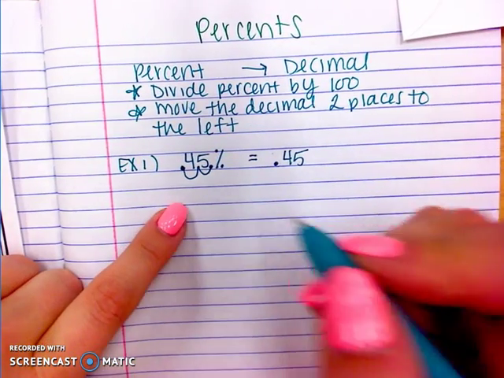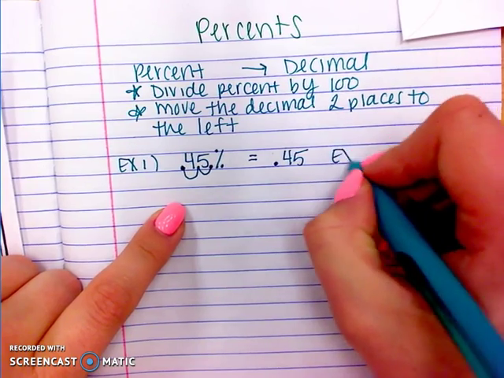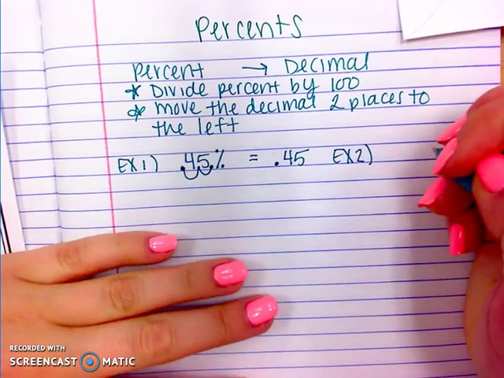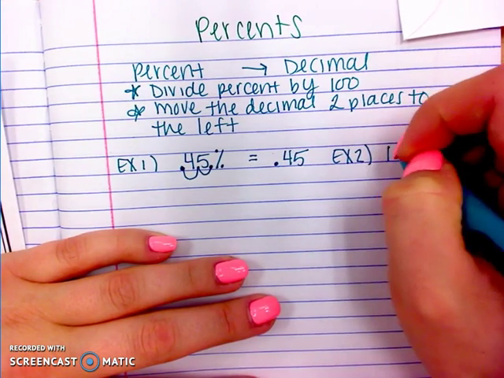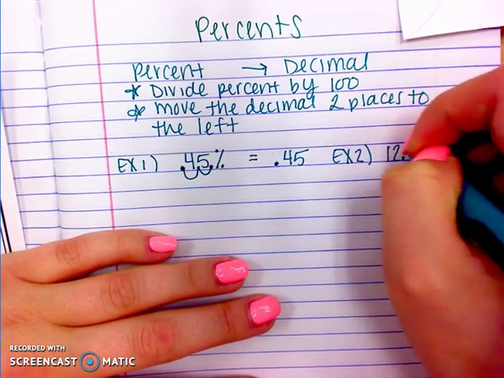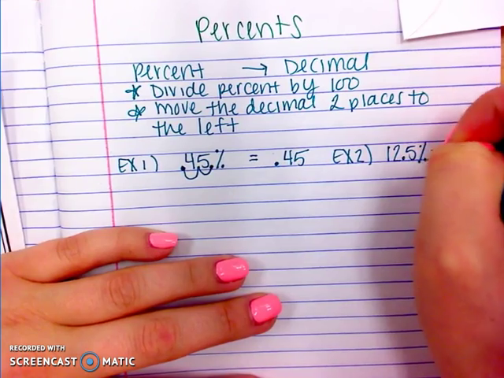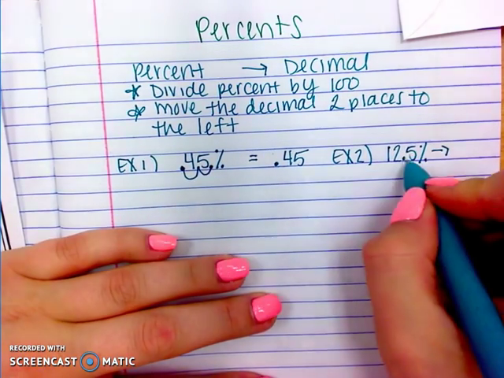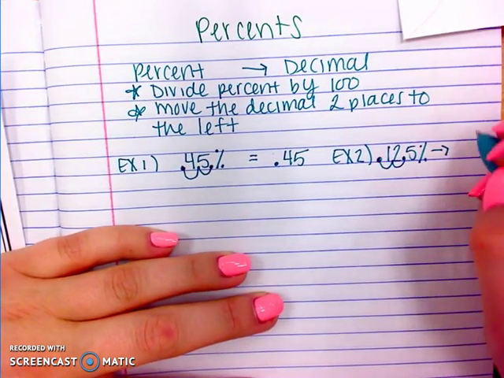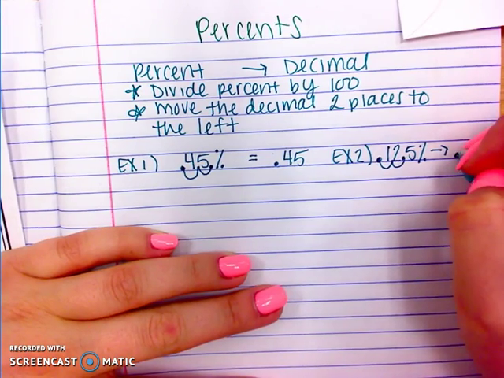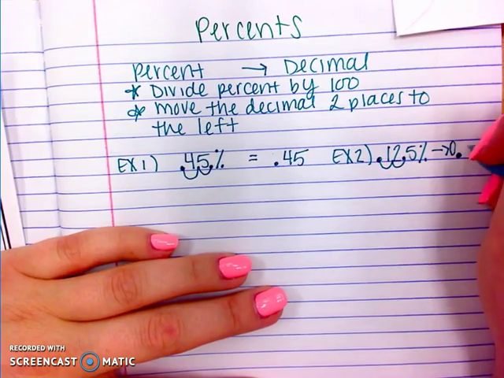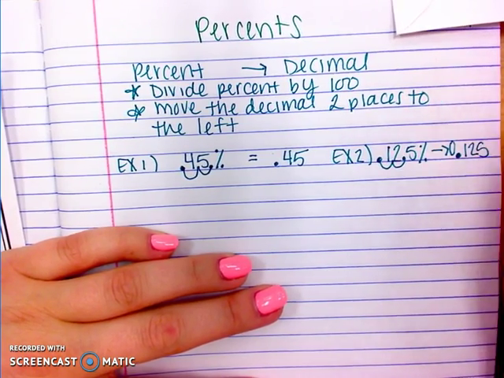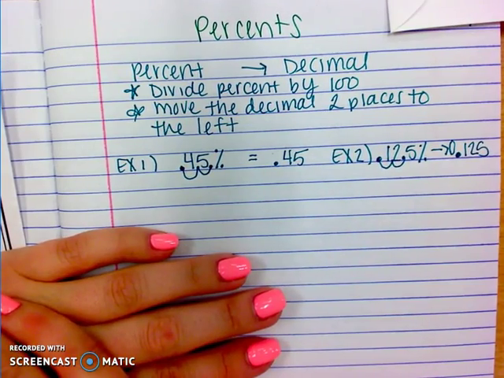Okay? So another example, if I have 12.5%, moving the decimal 2 places to the left is going to be point, or you could put a 0 in front of it if that makes you feel better, it's fine. 0.125. Okay.